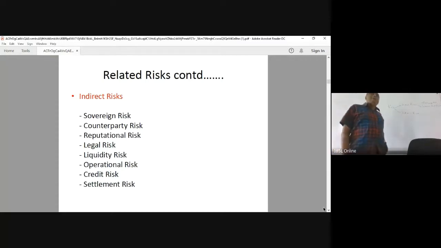Something came to my mind. Actually, I came to the class to discuss that particular one before I start the class. But I completely forgot, and then it came to my head when I saw the word reputation risk.